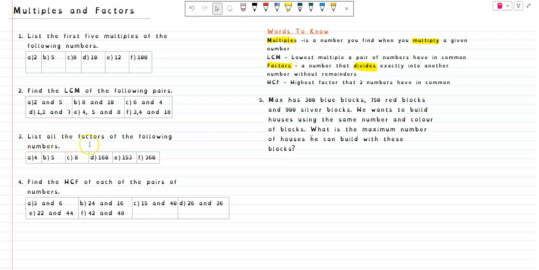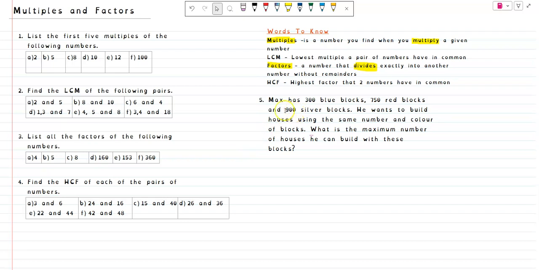Question 3: list all the factors of the following numbers: 4, 5, 8, 160, 153, and 360. Yes, all of their factors. I know some of these numbers have a lot of factors, so enjoy doing it. Question 4: find the highest common factor of each of the following pairs of numbers: 3 and 6, 24 and 16, 15 and 40, 26 and 36, 22 and 44, 42 and 48.